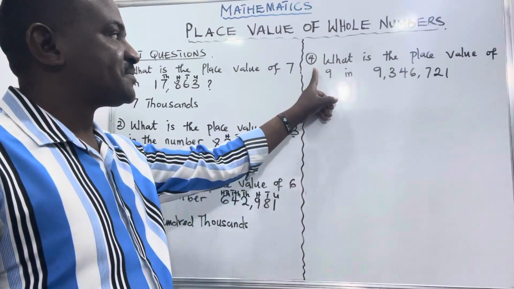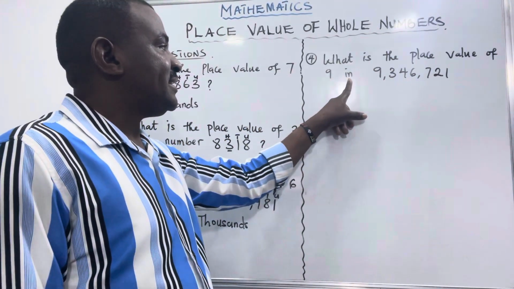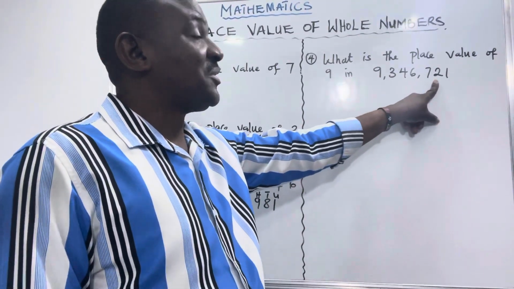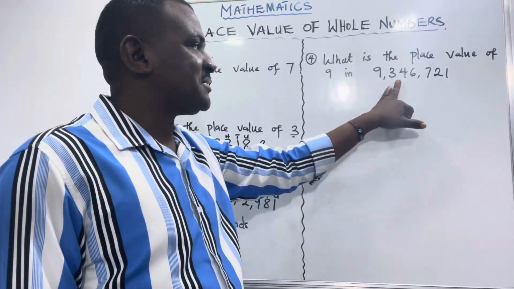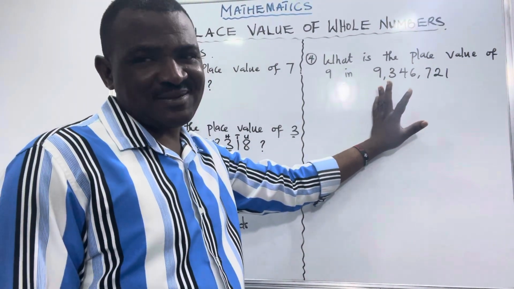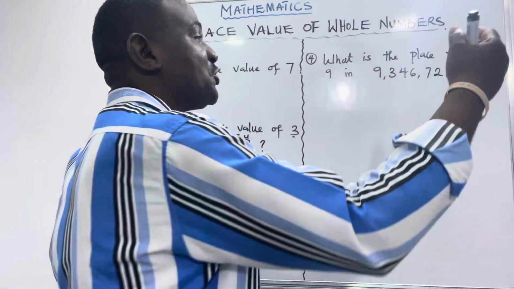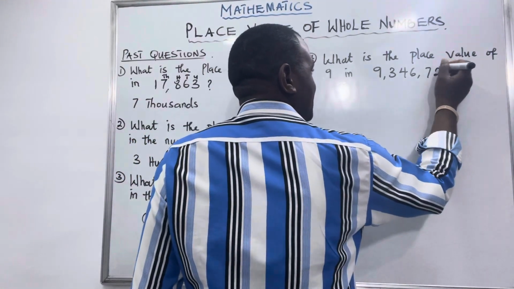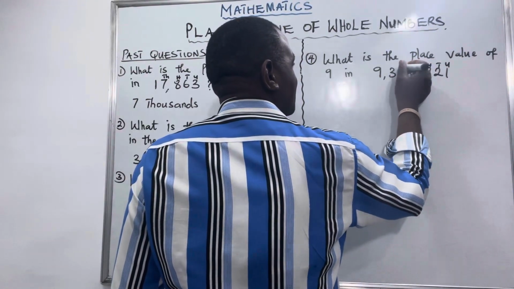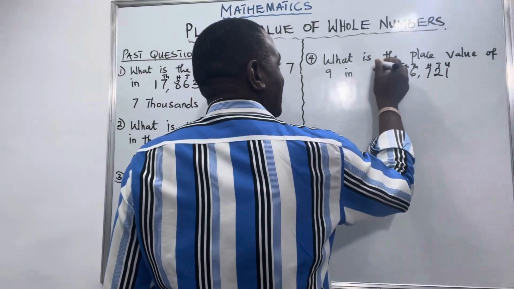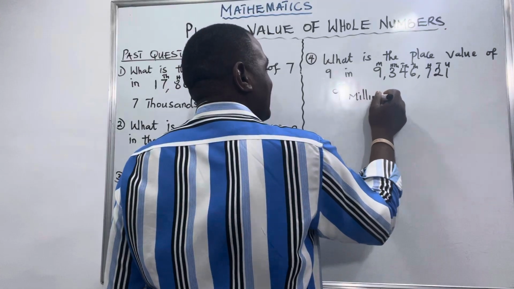Number 4. What is the place value of 9 in this number? The number is long. You don't need to bother yourself knowing. Of course, if you know it, you can say it. 9 million. In fact, if you know it offhand, you already know the place value. But if you don't know it offhand, just go to your right hand side as usual and say unit, tens, 100, 1,000, 10,000, 100,000, then million. So the answer is what? 9 millions.